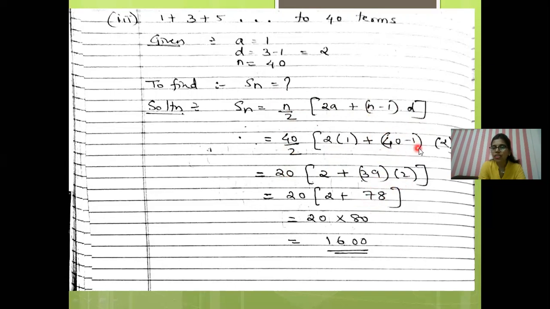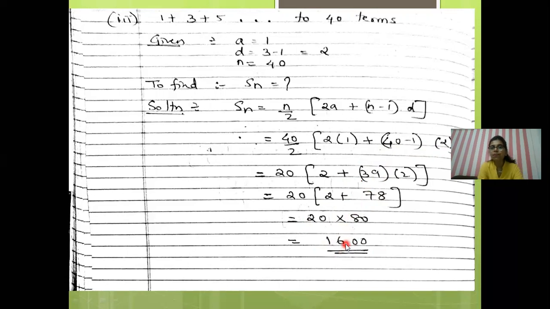As I told you, first bracket. Inside the bracket also, first you are going to solve the small bracket. Then BD, division is not there. Now multiplication, BODMAS. So according to that, first multiplication, 39 into 2, 78. Then addition. Now the bracket is solved. You got the value as 80. Now multiply with 20 and you get 1600. So that's your value for Sn.